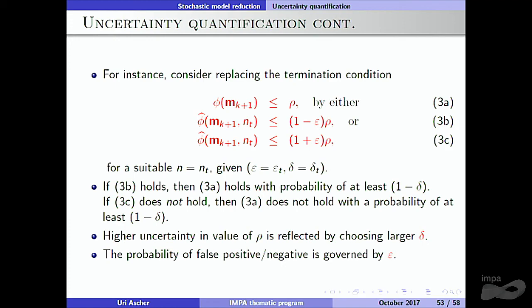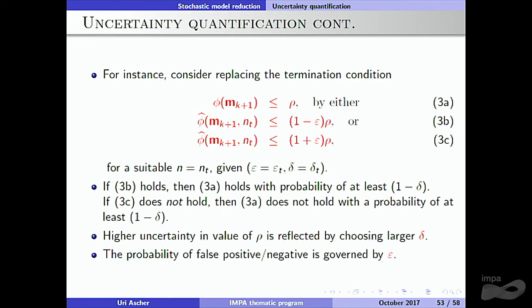But to understand it better, that's more important really. Let's say that we have a condition that says phi should be less than rho. That's what we are after at the end. And now we have an unbiased estimator based on n sub t drawings of random vectors. And suppose that we figure that it's less than or equal to 1 minus epsilon times rho, or that it's less than or equal to 1 plus epsilon times rho. What does it mean? That means that if this holds, then with a probability of at least 1 minus delta, our stopping criterion holds. If this does not hold, then with a probability of at least 1 minus delta, this does not hold either. This is the nature of probabilistic bounds.